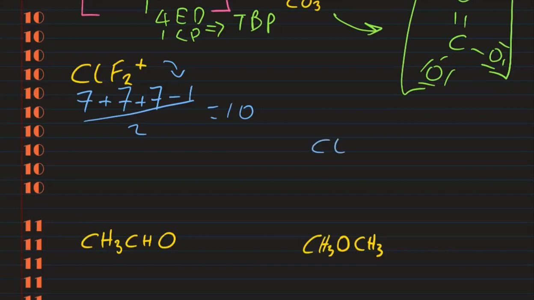Chlorine in the middle, because it's the first in the formula. Put the fluorines evenly around it. Join it up. I've got to have 10 lines, 10 electron pairs. I've put 2 in. I need 8 more. 1, 2, 3, 4, 5, 6, 7, 8.